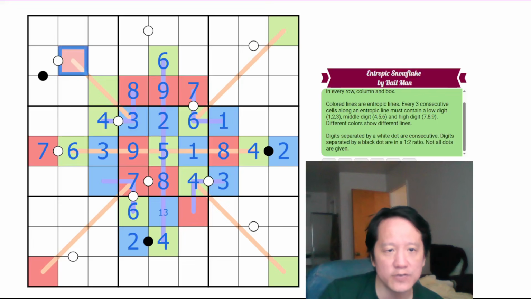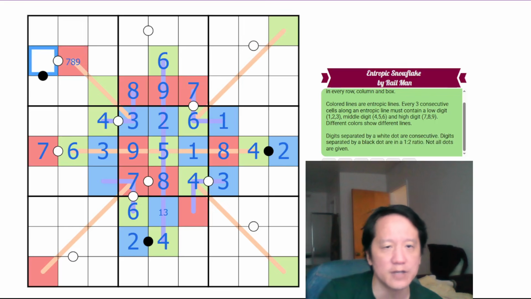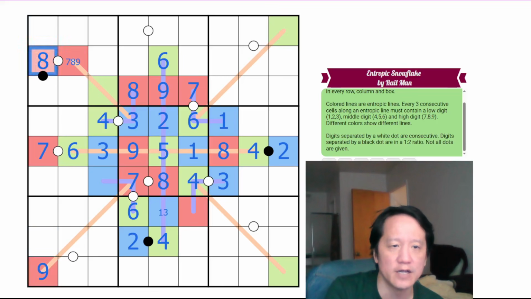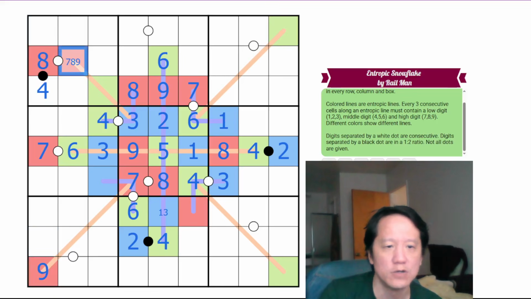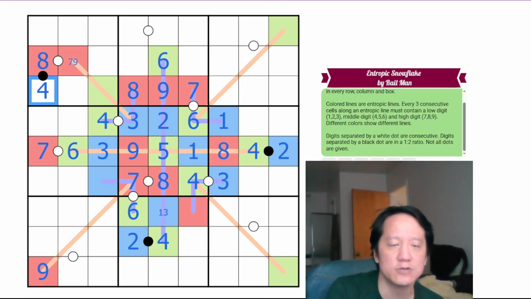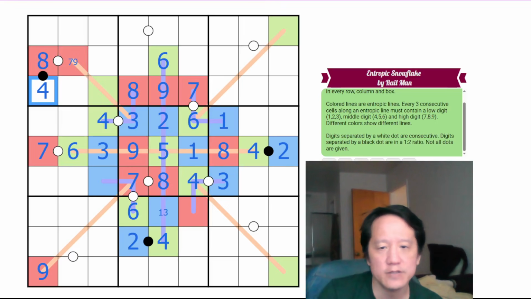So this is 7, 8, or 9, which is consecutive with 6, 7, 8, 9, but 6 in the row eliminates that as a possibility. So this is a high. And the only high, which is in a 1 to 2 ratio with another digit, is 8. So this is 8. This is 9. That must be 4. So this cannot be 8 here. It's 7 or 9. This is medium here.